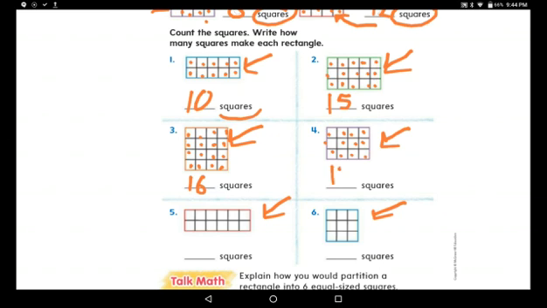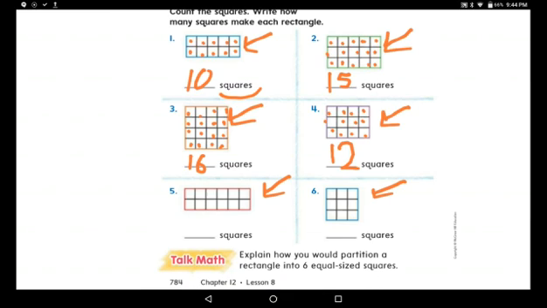So 12 squares here. Let's use another way to count the squares. I can say by rows. The first row, 1, 2, 3, 4, 5, 6. Here I have 6. In the other row, I will have another 6, right? So what is 6 plus 6? I can use my mind. It's 12. And instead of counting them all, I can count the first row.